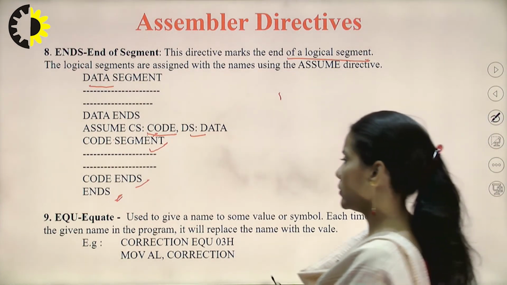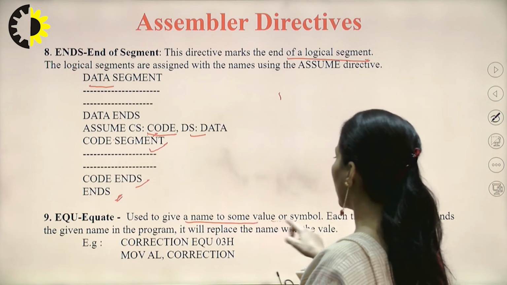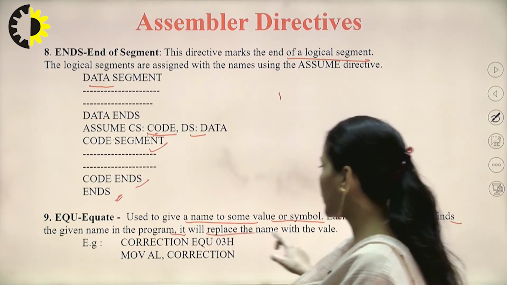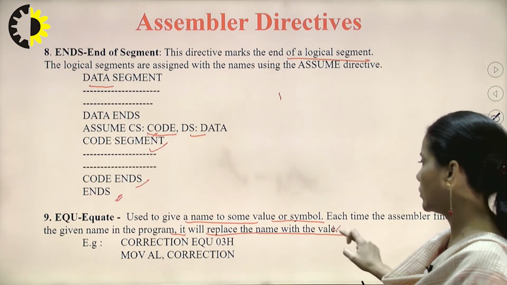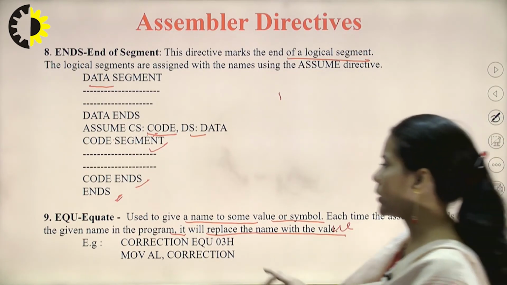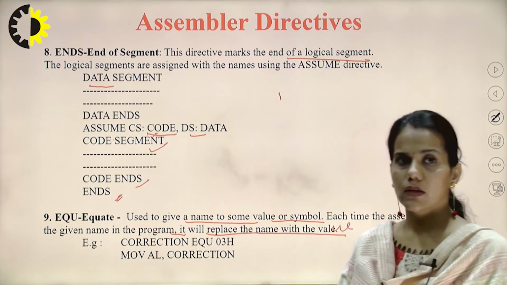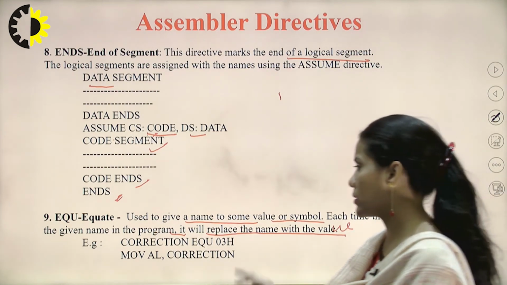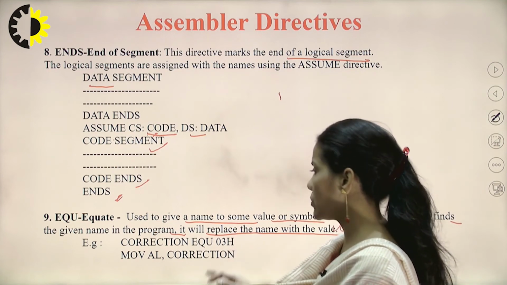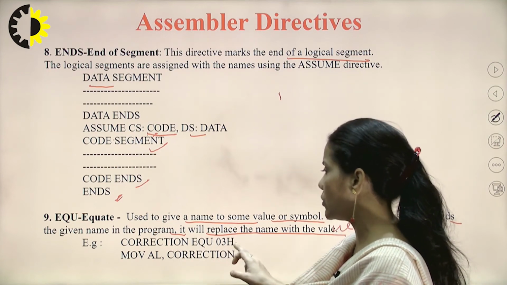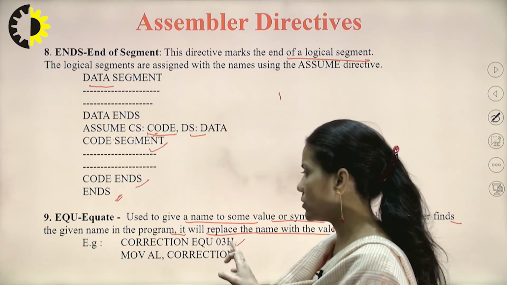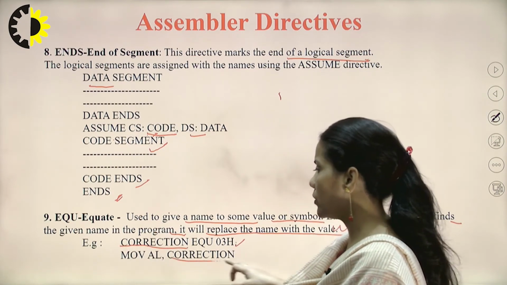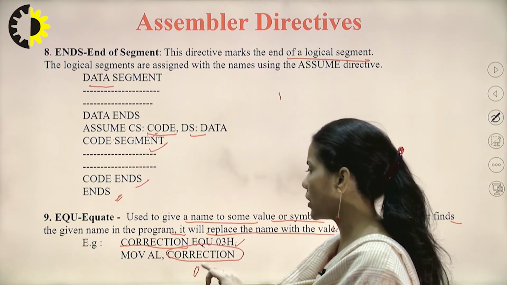EQU, equate, gives a name to some value or symbol. Each time the assembler finds the given name in the program, it will replace the name with the value. So in this way equate can be used to give names to certain constants. Like correction EQU 03h. So 03h is the value which has been assigned to the variable named correction, and wherever I use this variable name, it means 03h.